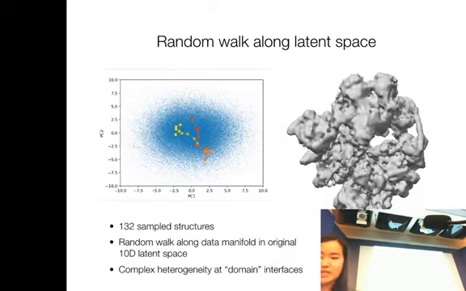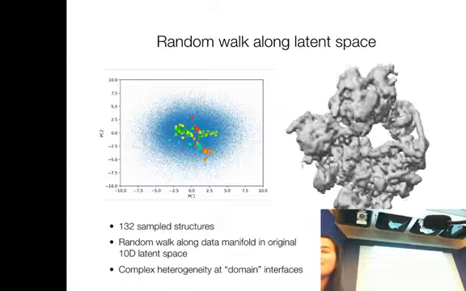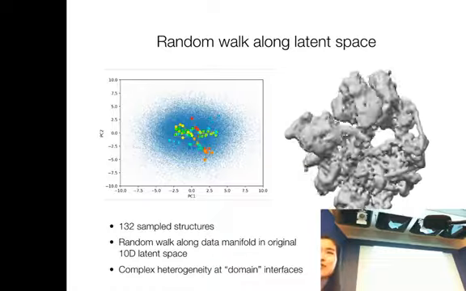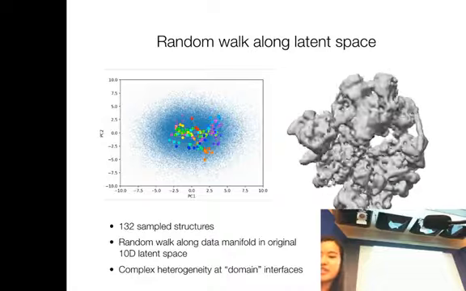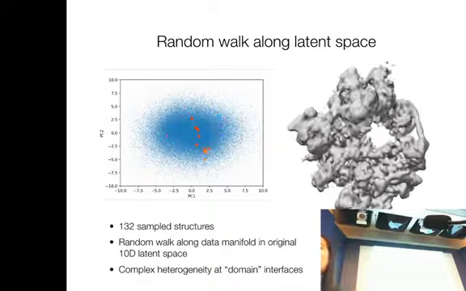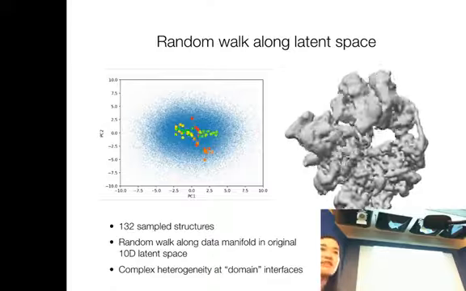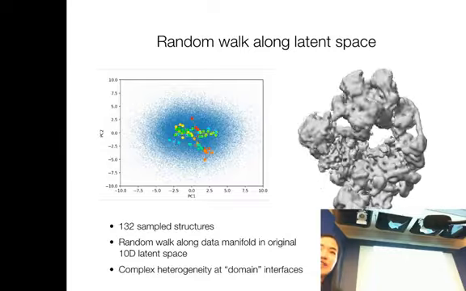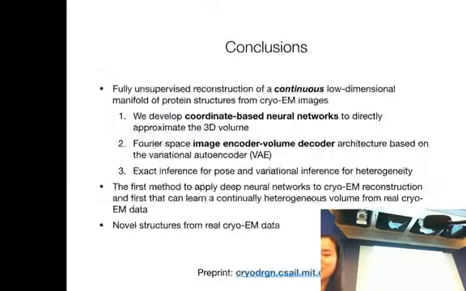And what we can do is not just do one latent traversal, we can do a random walk along latent space. So this is 132 sampled structures. We do this random walk and we can see complex heterogeneity at the domain interfaces. And so in contrast to the traditional approaches, which are not even able to get one structure, we can sample this entire conformational ensemble that really, to me, resembles a molecular dynamics trajectory, almost.